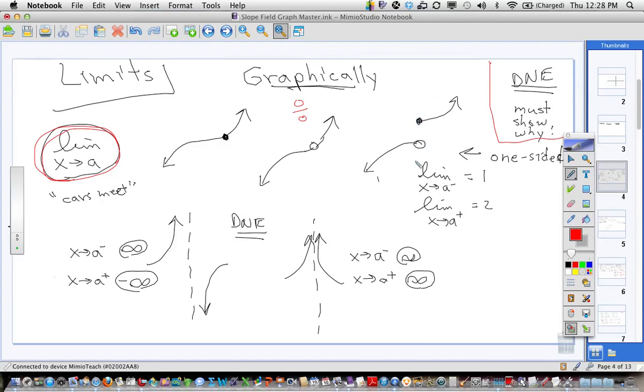And remember, from this point on, it's not good enough to just say does not exist. You need to have more information beyond that. Like, why doesn't it exist? Well, in this case, the limit on the left is 1. The limit on the right is 2.